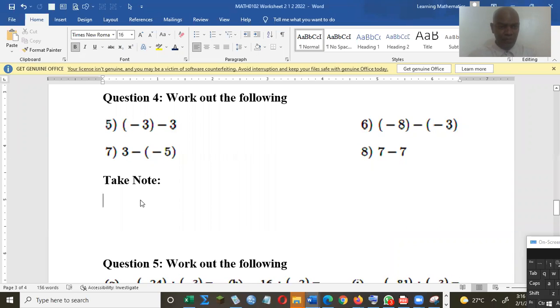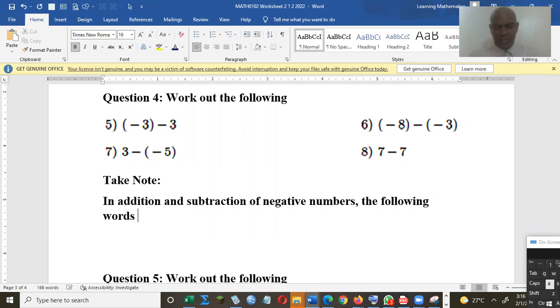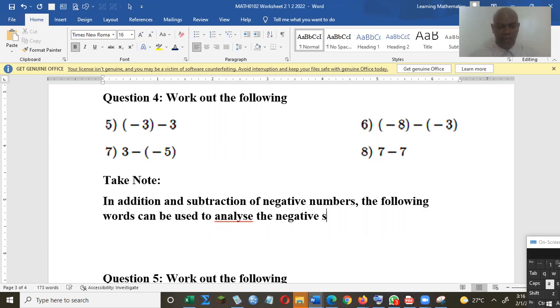Please take note, in addition and subtraction of negative numbers, the following words can be used to analyze the negative sign. Okay.